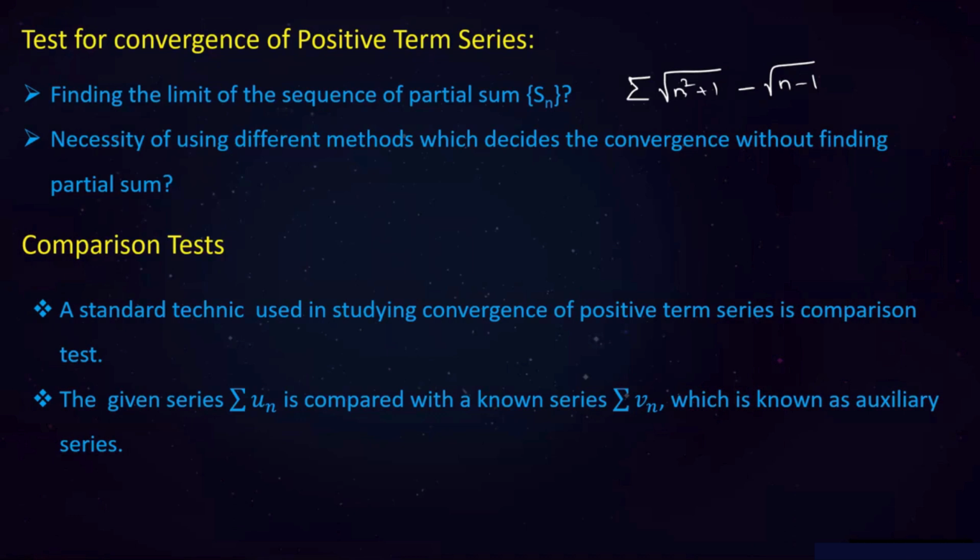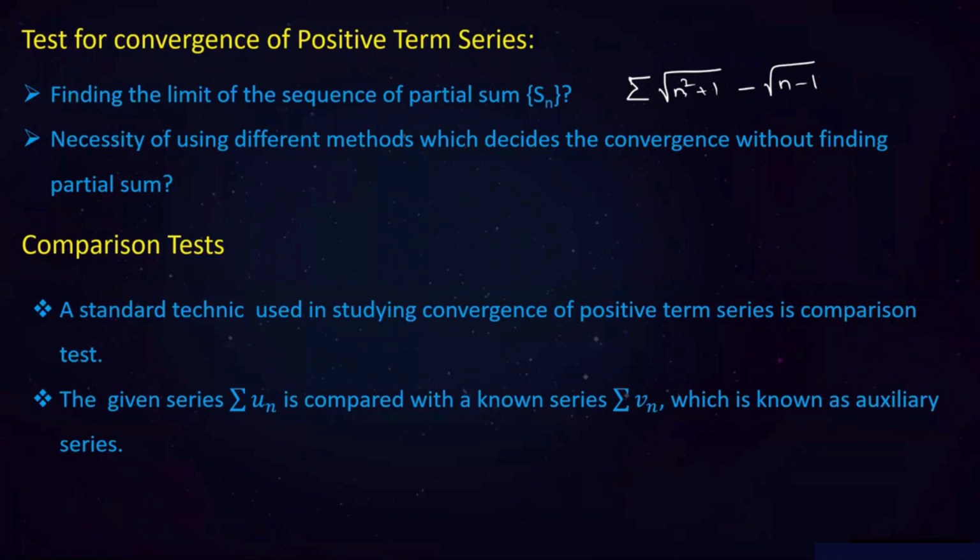We need to identify, for example, whether this series is convergent or not. What can we do? We need to take a sequence of partial sums. We need to take the first term, then the second term, then the third term. We need to add the first n terms of this series, and then calculate the limit of that sequence, the limit of the nth partial sum.